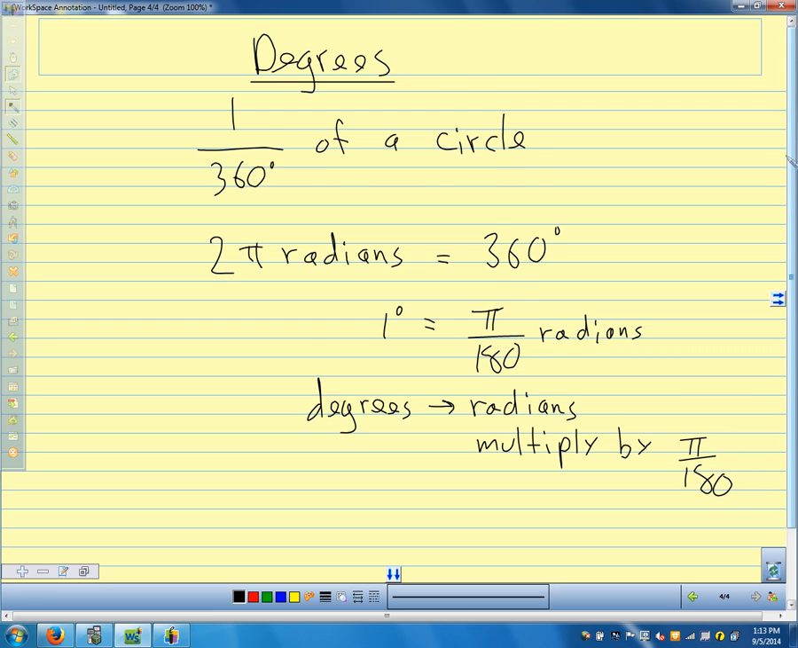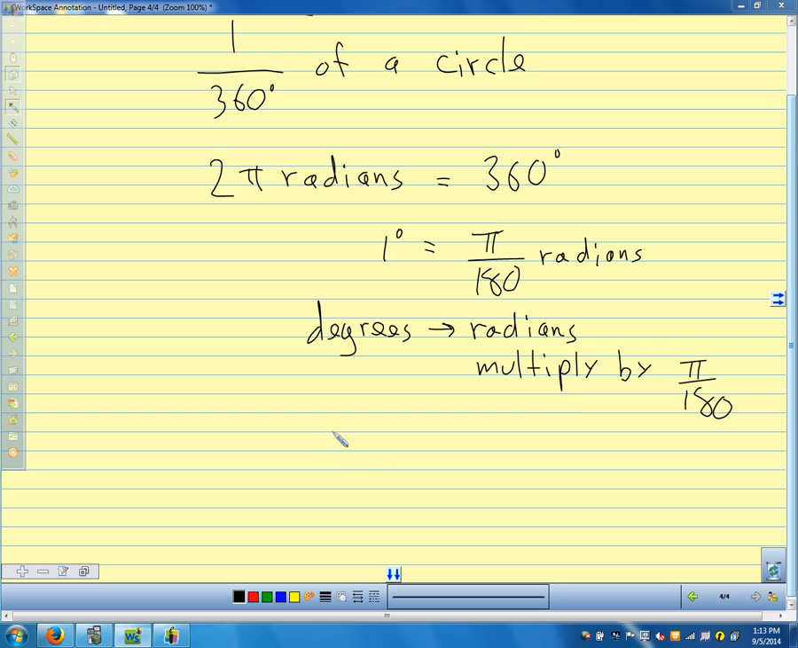And if I want to convert the other way, radians to degrees, and I'm going to use an abbreviation here, we're going to multiply by 180 over pi.